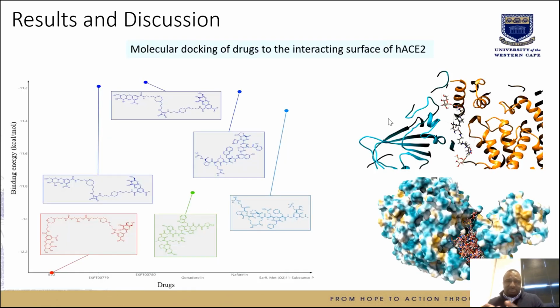Now, after the docking, this graph shows the binding energy and some of the top scoring compounds that we found. BV2 showing very good binding interaction with ACE2, and the rest of the compounds also showed very good interaction. So we showed the compounds. As you can see, they are very long. Most of them are peptides that were docked along the interacting surface of the HACE2.